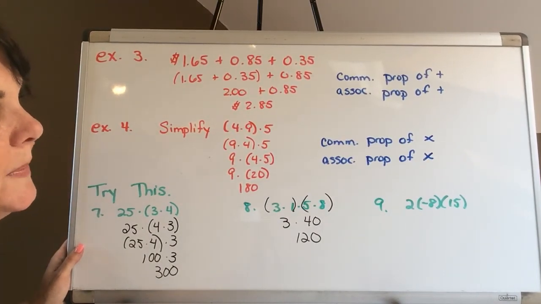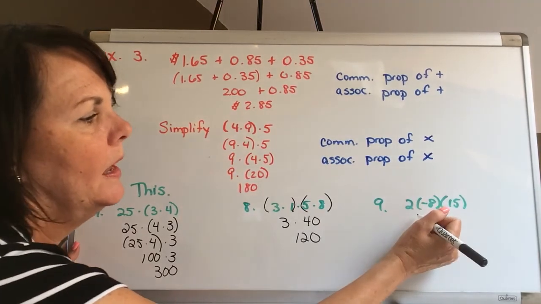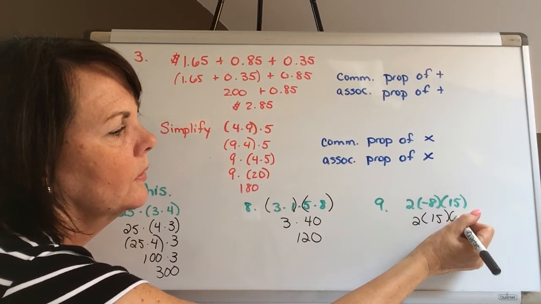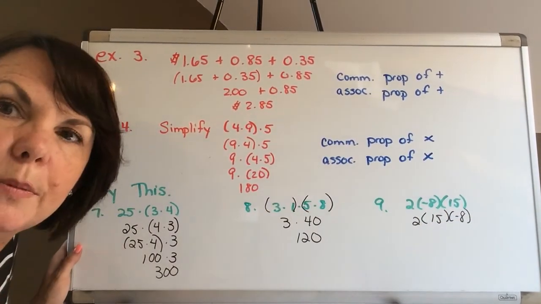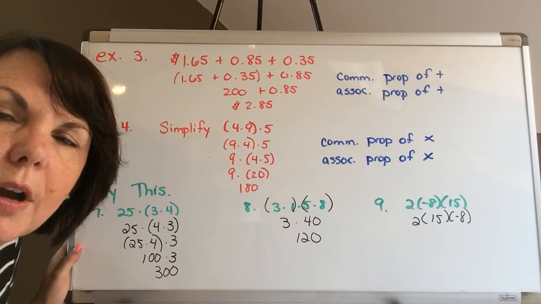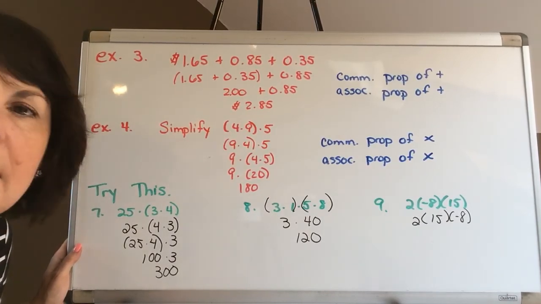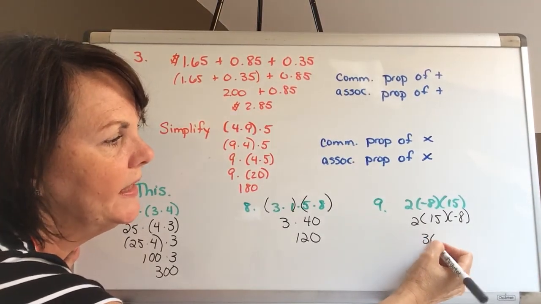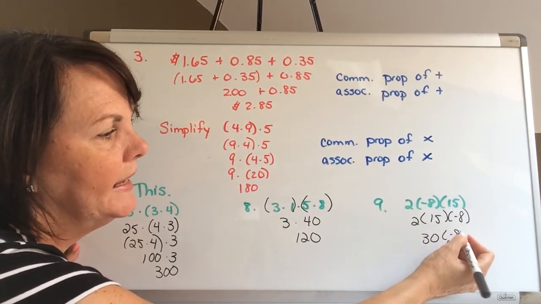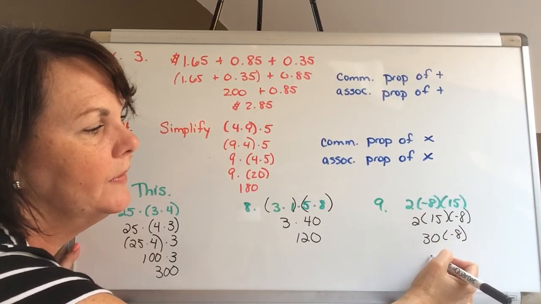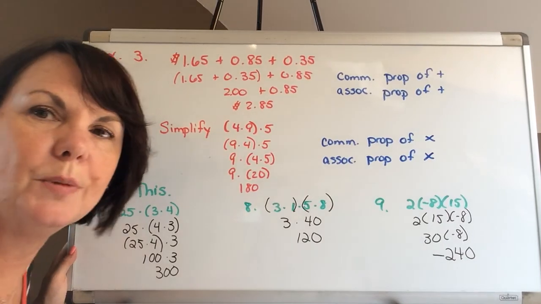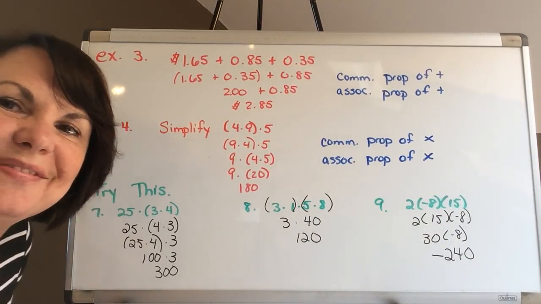Number 9, 2 times negative 8 times 15. Well, I think I would like to use the commutative property. I changed the order of multiplication. Then 2 times 15, I'm going to do those first, and that's going to give me 30 times a negative 8. Positive times a negative is a negative. 30 times 8 is 240. And that's it. Good luck.